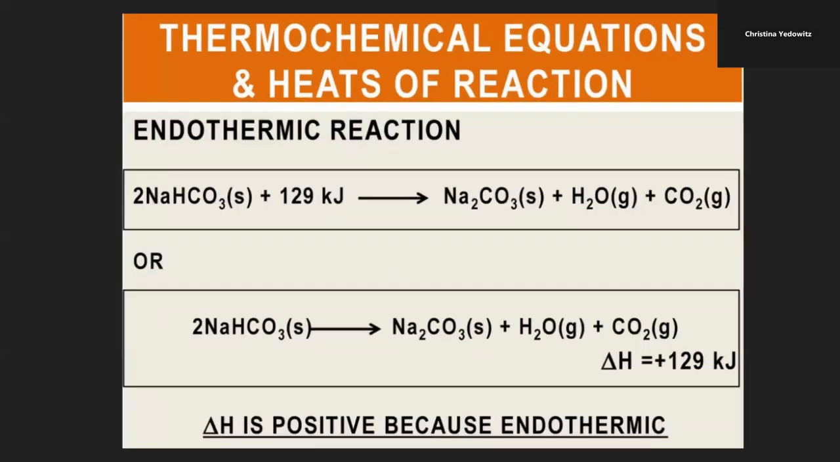Or we can write a thermochemical reaction for an endothermic reaction. That's a reaction where the reaction had to absorb heat in order to move forward. This happens to be the decomposition of baking soda. It had to absorb 129 kilojoules of heat, and it breaks down into sodium carbonate, water vapor, and carbon dioxide gas. Okay, so since this is endothermic, the energy is going into the reaction. It's shown on the reactant side, like all the other ingredients that are going into the reaction.